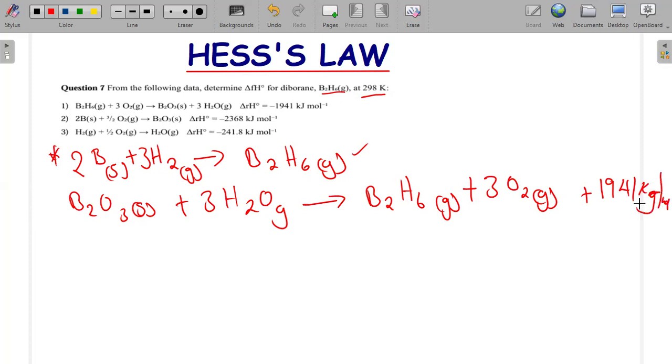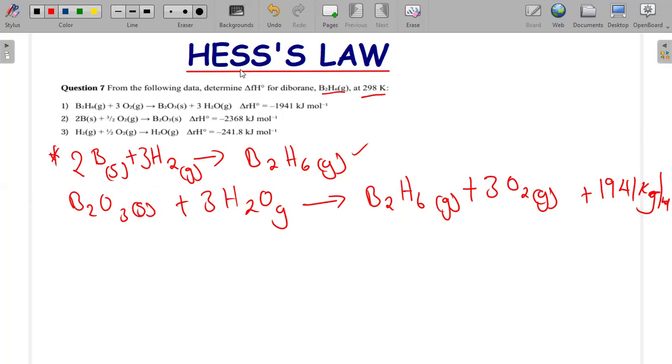Per mole. That's what we are having there. Okay, then we go to the next one. Now we have our diboron there in the products. The next thing that we need is to have the boron and hydrogen in the reactants, isn't it? If you check the second reaction, the boron is already in the reactant. It's already on the reactant side. Okay, so there is no need of changing anything.